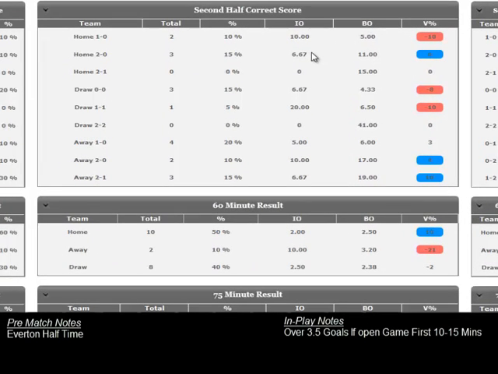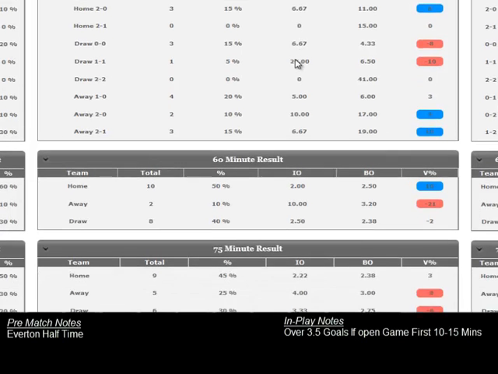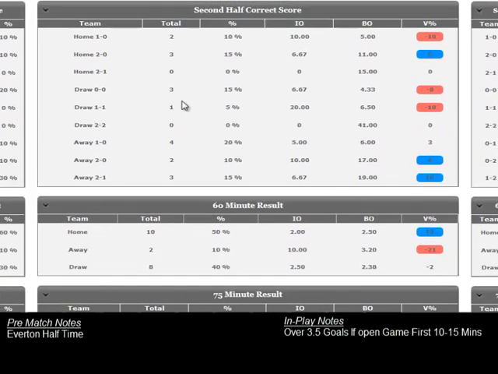So moving down again a bit further, second half correct scores, not an awful lot there, except for the fact the away team here being Newcastle, 3, 4, 5, there's 9 games there where they've either won 1-0, 2-0, 2-1. So that shows Newcastle probably a better second half team than they are a first half team.